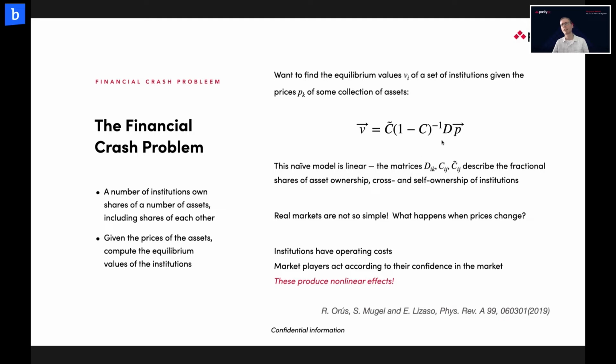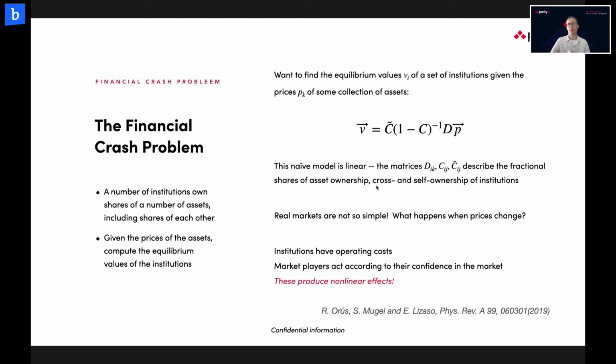So this matrix D talks about given some institution V, it gives you the proportion of ownership of all of the assets that institution possesses. And then there are 2 further matrices, this C twiddle and C. These represent the cross ownership between the institutions themselves and their self ownership. And what happens is you can write down this formula. This is a simple linear algebra problem, and the way I've described it so far is given the asset prices, what are the values of the institutions?